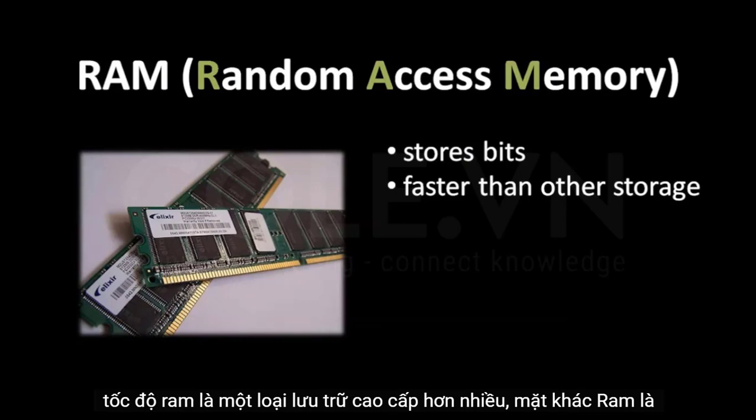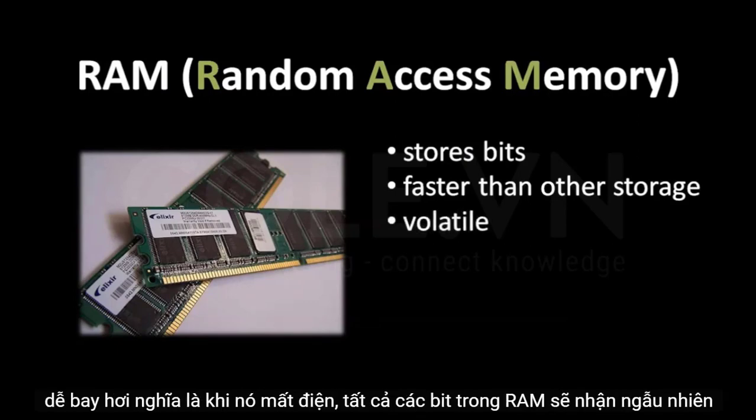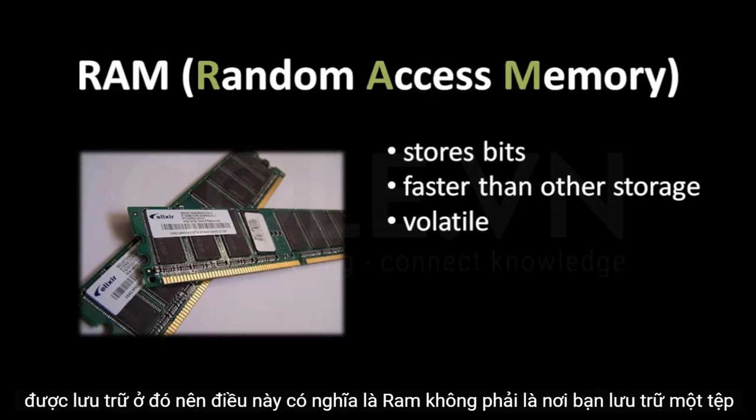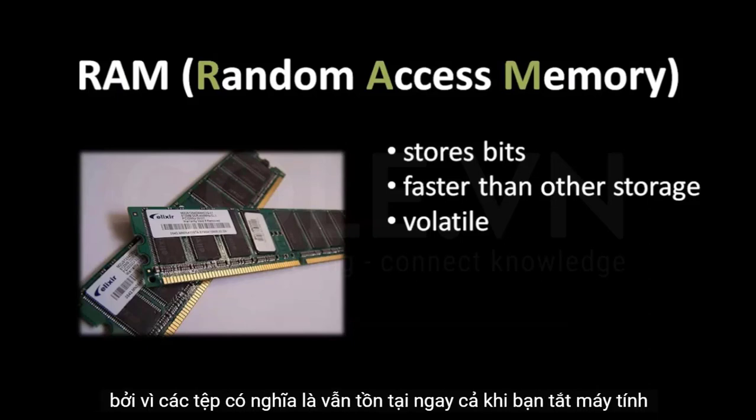On the other hand, RAM is volatile, meaning that when it loses power, all the bits in RAM get randomly flipped. And so when RAM loses power, you effectively lose whatever you have stored there. So this means RAM is not a place where you would store a file, because files are meant to persist even when you turn off the computer.